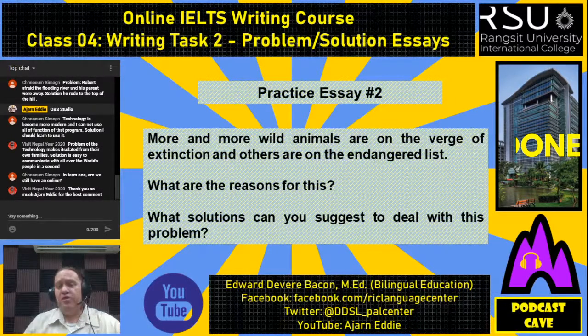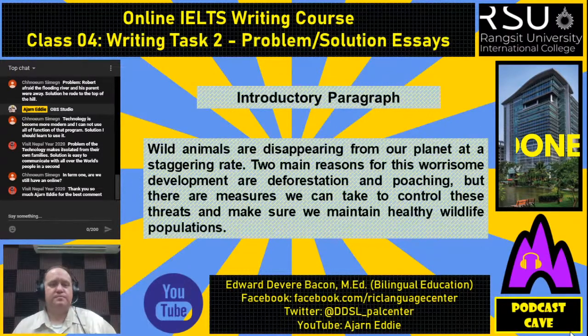But this essay, it took a different approach. And there's a lot more than just 4 paragraphs, okay? So let's get going here. Wild animals are disappearing from our planet at a staggering rate. 2 main reasons for this worrisome development are deforestation and poaching. But there are measures we can take to control these threats and make sure we maintain healthy wildlife populations.